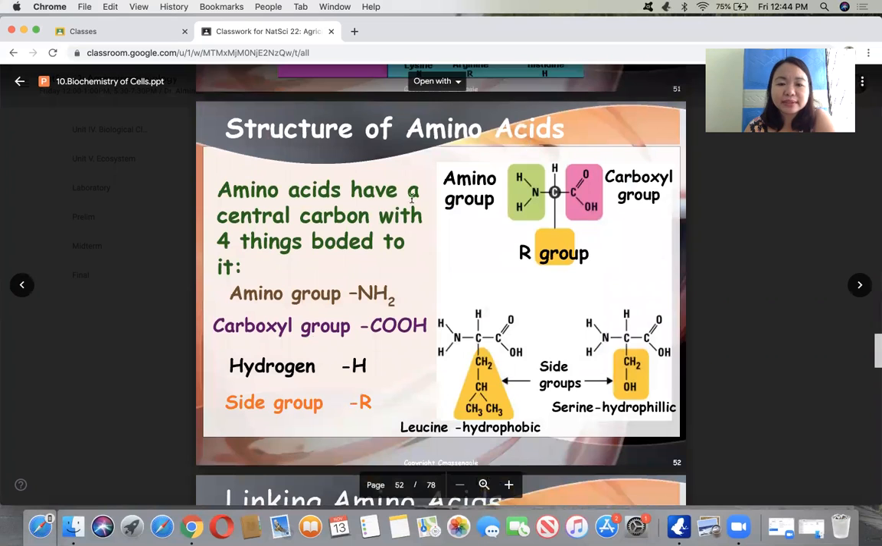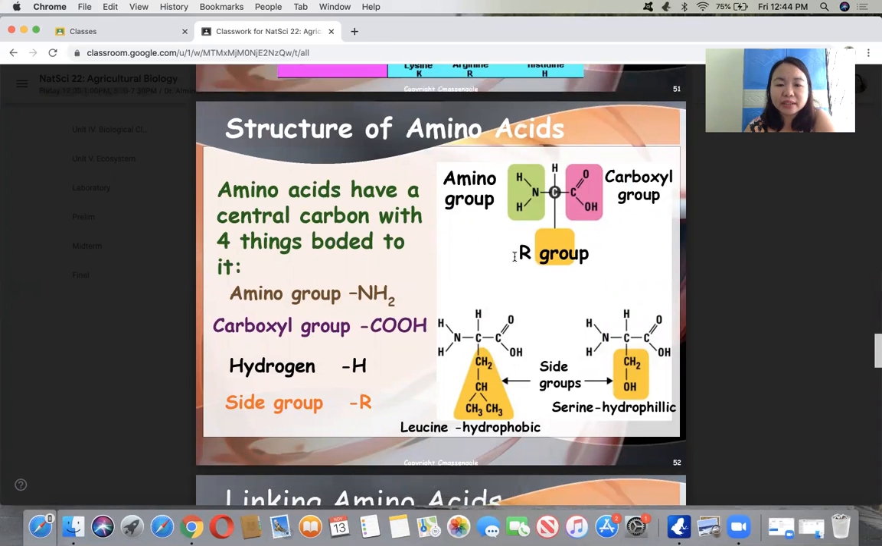Structure of amino acids: they have a central carbon with four things bonded to it. We have the amino group, or NH2, the carboxyl group, or COOH, the hydrogen, H, and the side group, the R. Examples are leucine, which is hydrophobic, and serine, which is hydrophilic.